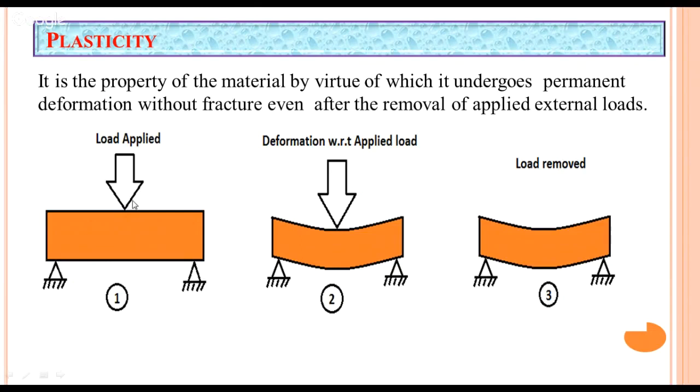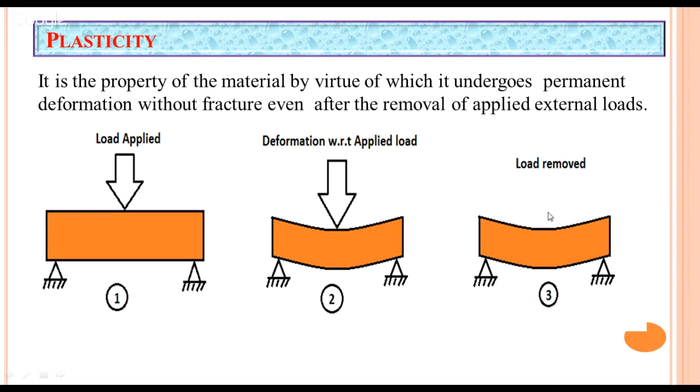See in the case here, in the first figure, the bar rests on two pins. It is loaded by some vertical downward force. In figure 2, it has undergone some deformation. In the third case, you can see that there is some permanent set, some residual strain, completely retained in the member even after the load is removed. So this nature of materials is called plasticity or plastic nature of materials.